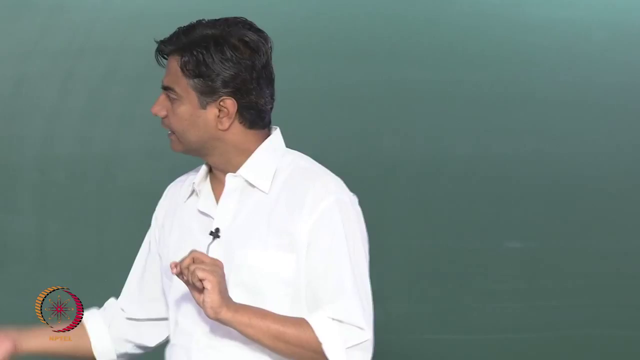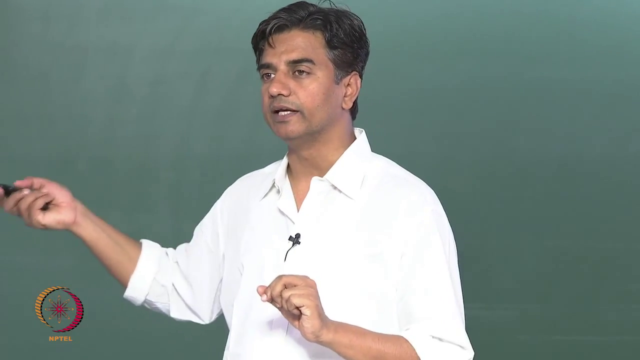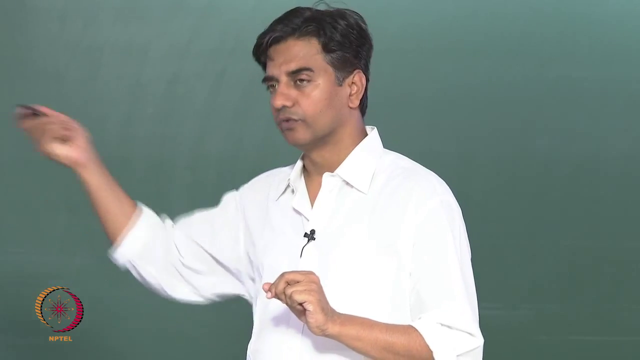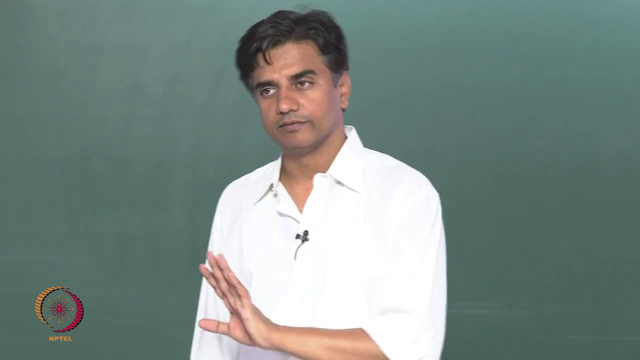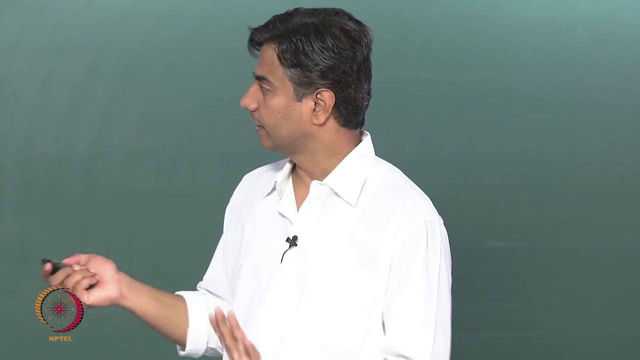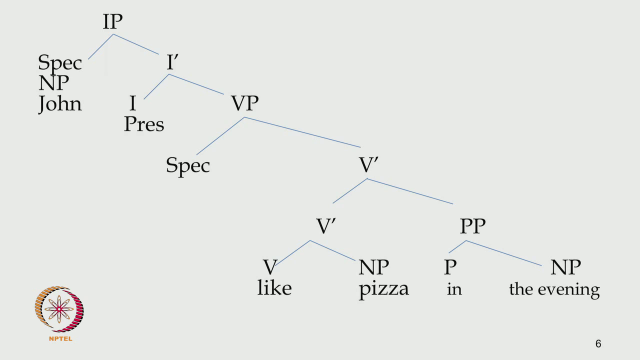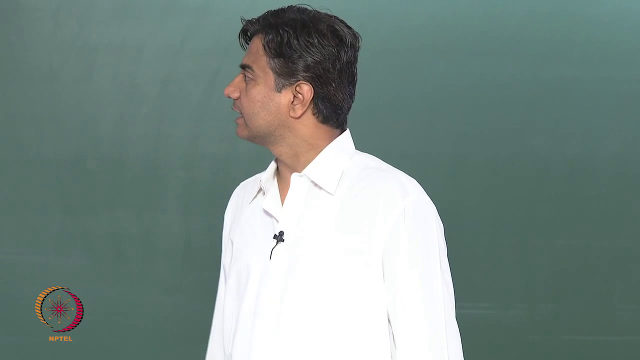Okay. And then again, within that PP, which is the adjunct PP, you have the NP, which is the complement of P. We have seen these things. I'm only repeating these things for you to see the structure categorically once again. Now, we started looking at this where we stopped yesterday, and we saw that when we project the whole sentence, we project it as IP.